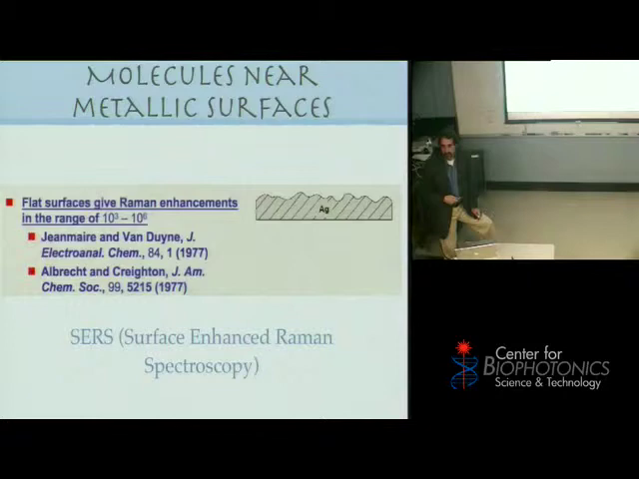Those are scattered light, basically. A combination of absorption and scattering. So once we make these particles, how can we use them?